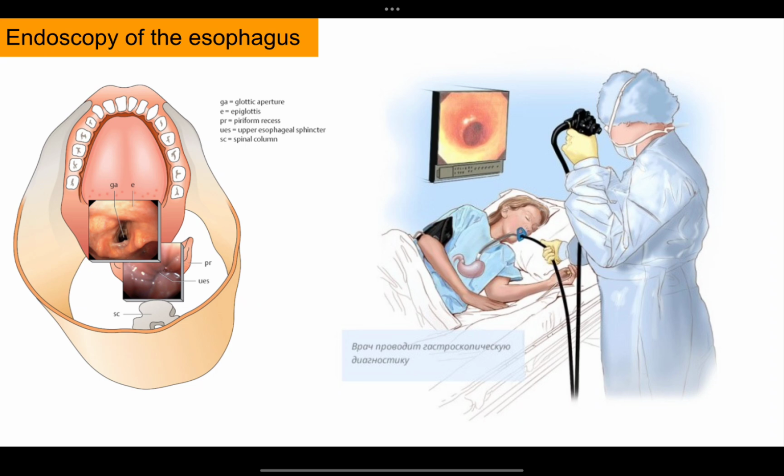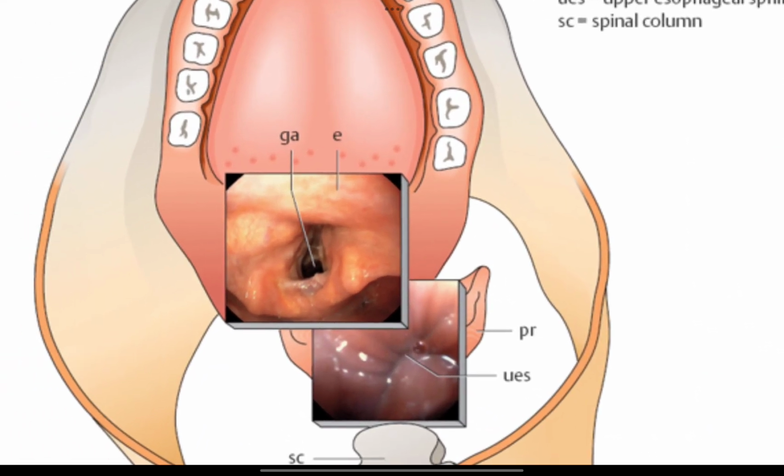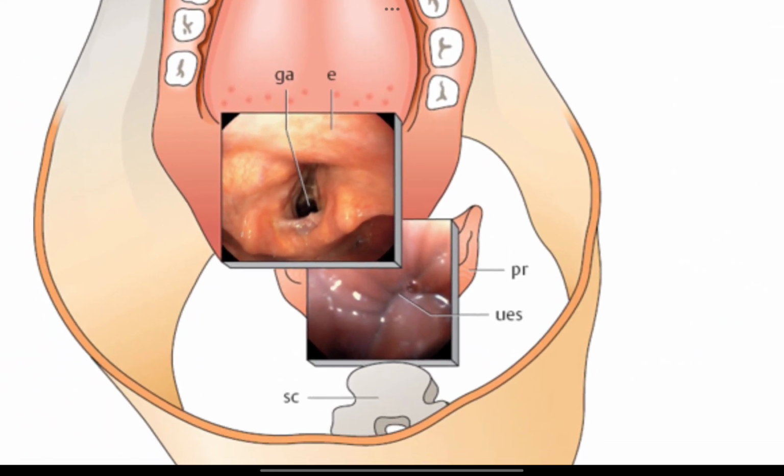And the last one is endoscopy of the esophagus. Endoscopy is considered the gold standard for evaluation of the esophageal and upper gastrointestinal mucosa. During the procedure, a flexible endoscope is inserted through the oral cavity for direct visualization of the mucosa. The examination is usually performed in the left lateral position after fasting. Endoscopy is commonly used for mucosal evaluation, biopsy, detection of lesions, and removal of foreign bodies, usually in children.